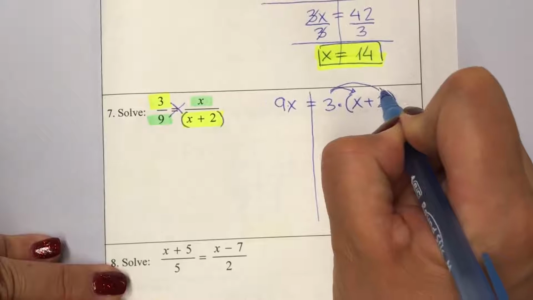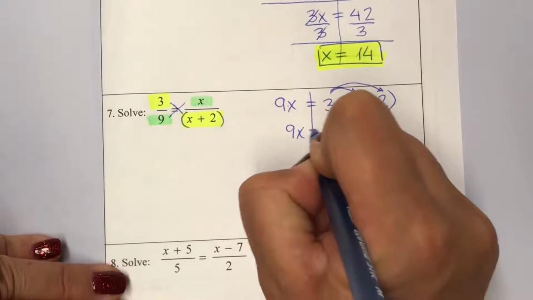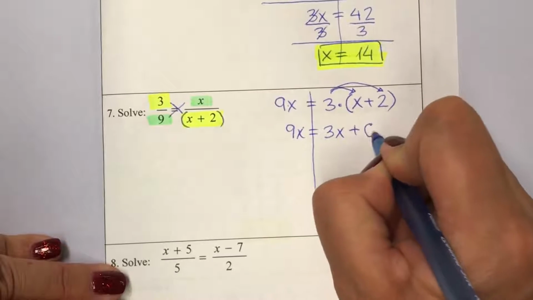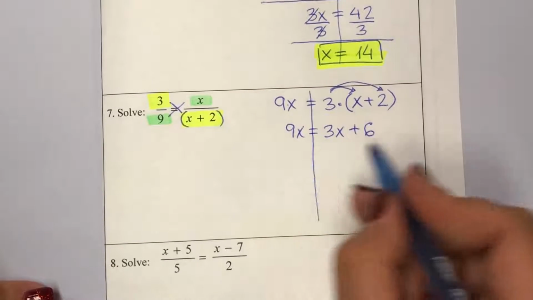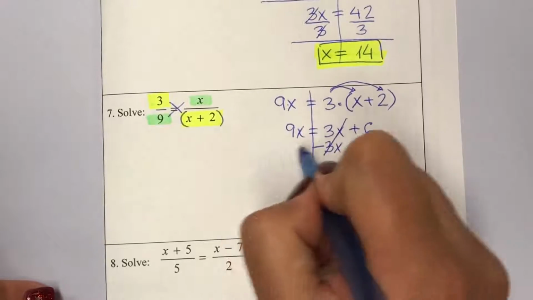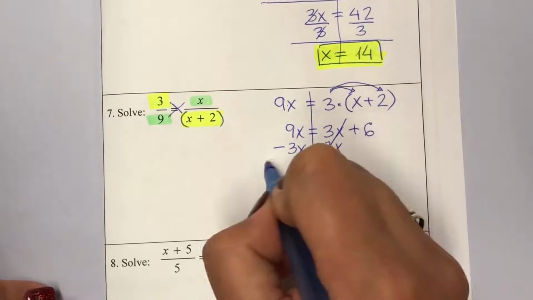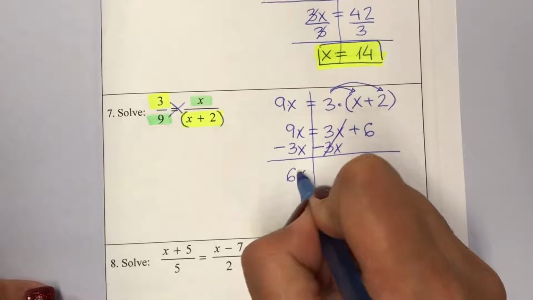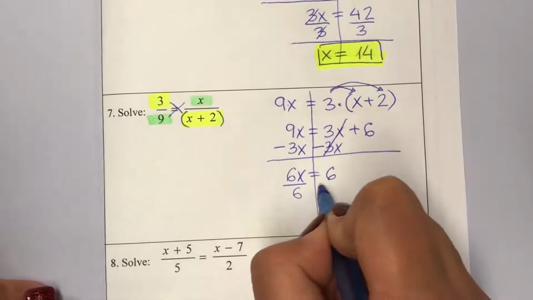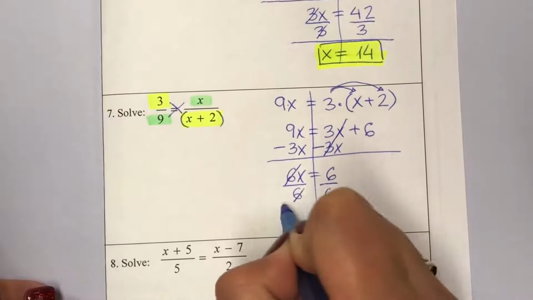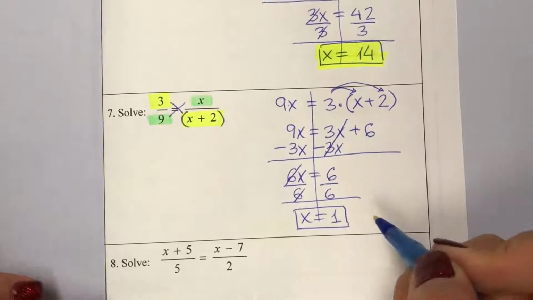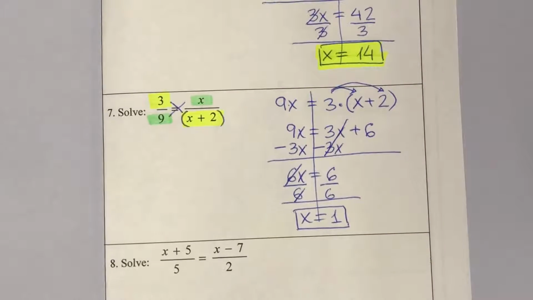Distributive property first. 9x will equal 3 times x, which is 3x, and then plus 6. Now we have variables on both sides, so I'm going to subtract the 3x from the right and left. Constant comes down. 6x is multiplication. Inverse operation is division. Dividing by 6 gives me the value of the variable 1.